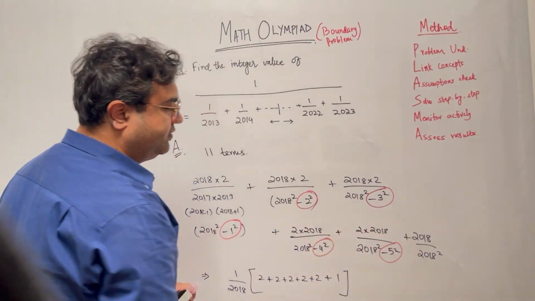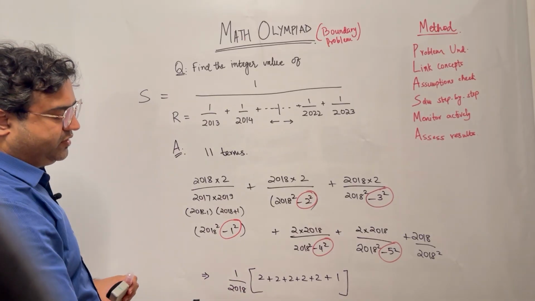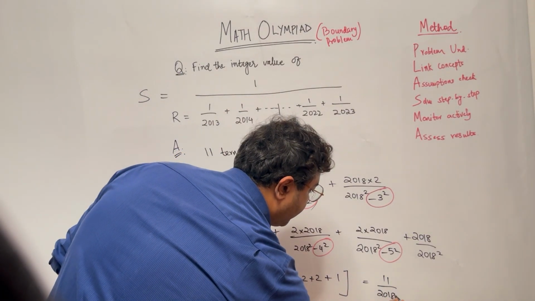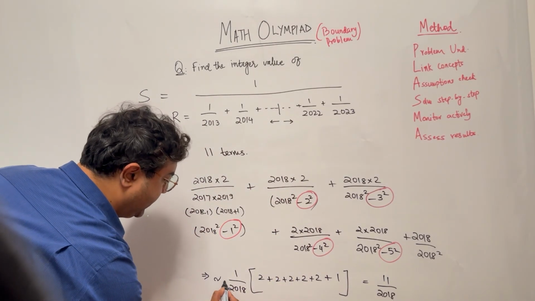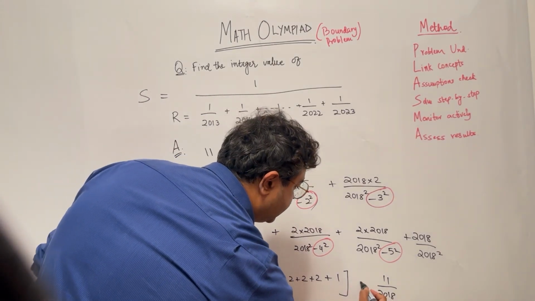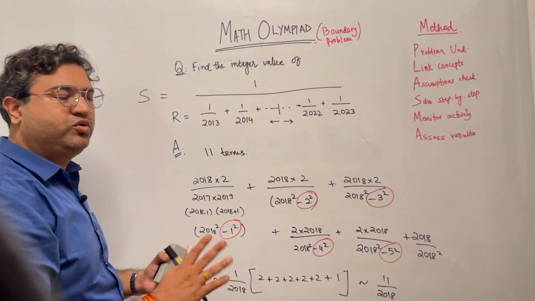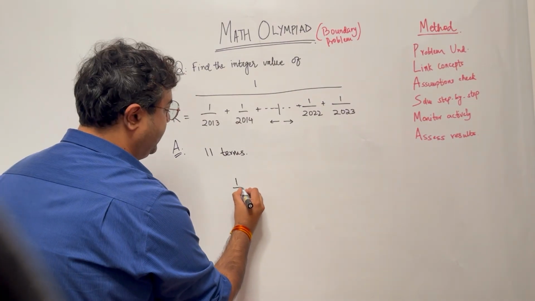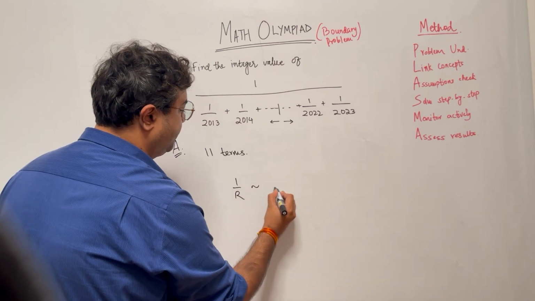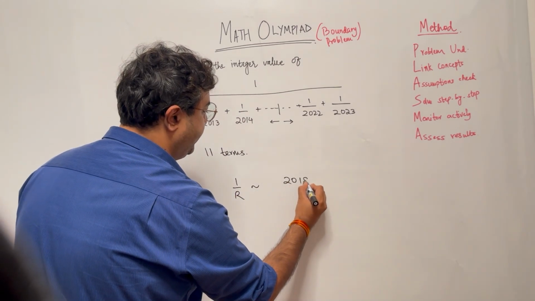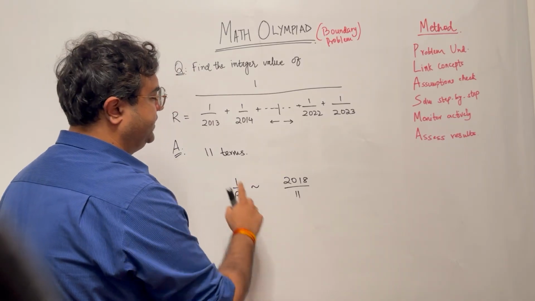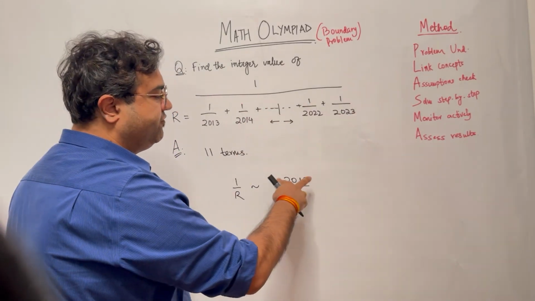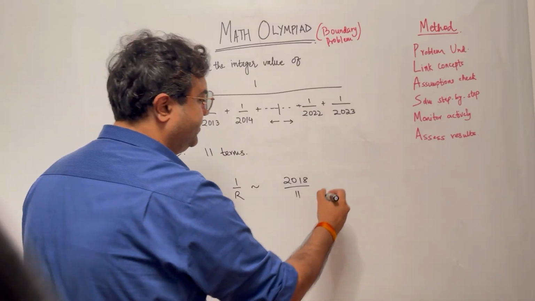Now I can remove this. So now it looks like this. So this will become 11 by 2018. This is approximately equal to, and then that's what we say. We are now approximately equal to 2018 by 11. So 1 by r is approximately equal to 2018 by 11. 11 is the same, but here, instead of 2013 and 2023, we have actually replaced it with 2018.